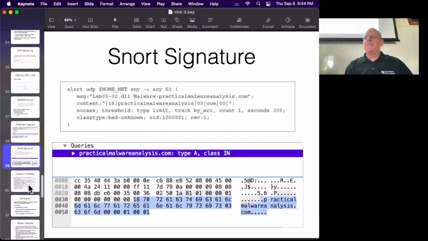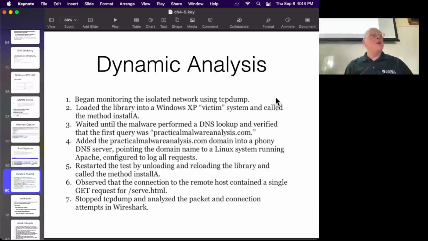All right. And so then there's dynamic analysis, another way to do it. So start monitoring the network, load the library into the system, and call the method install A. This is running the malware. Wait until it performs a DNS lookup and verify that it actually made a query to this domain. Add this into a phony DNS server, pointing it to a Linux system so it'll log requests. These guys are doing it in a sanitary way. They're not letting this thing phone home to the real malware control center on the internet. They're using something like inetsim to avoid that.